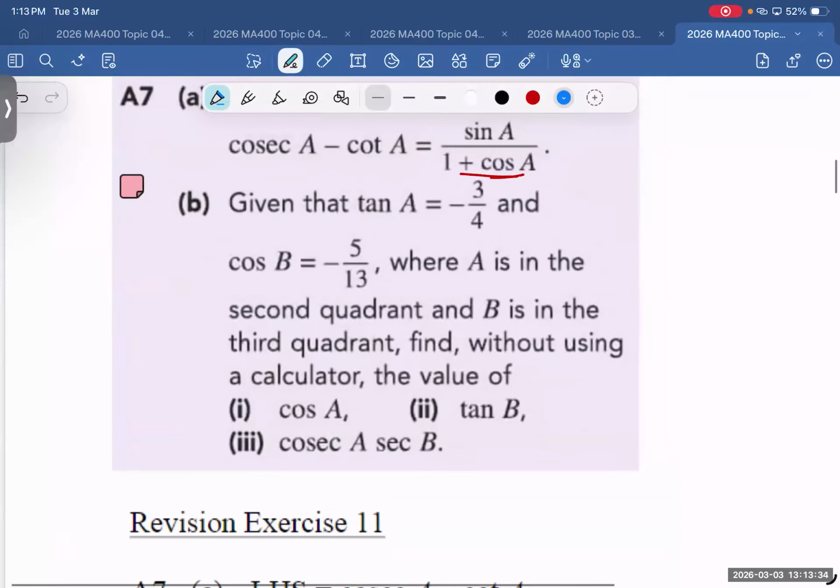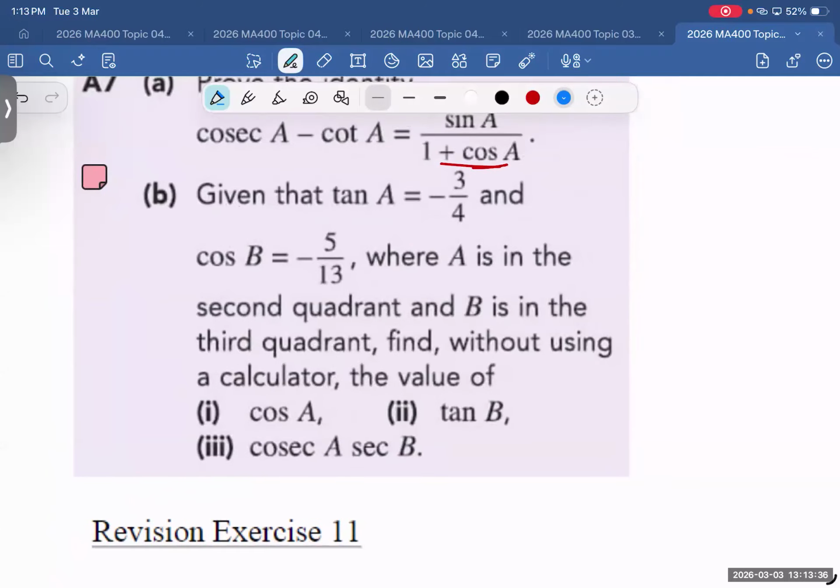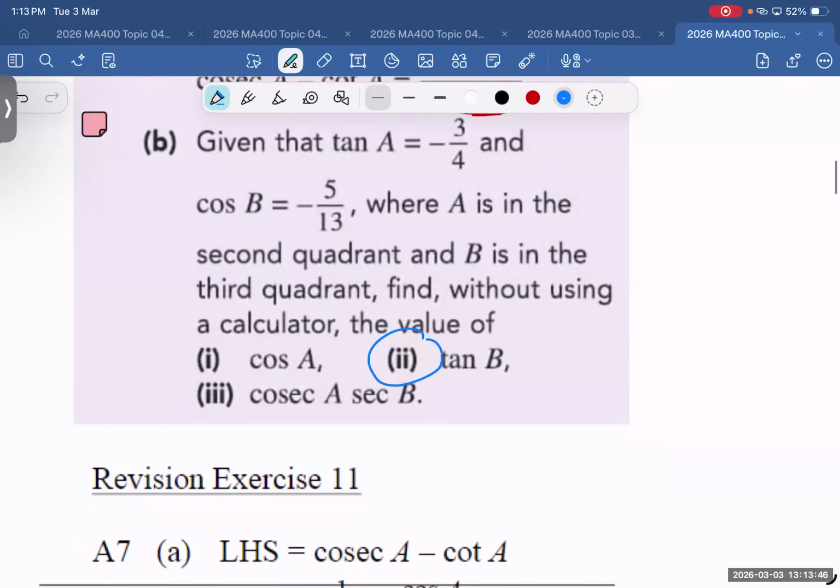Okay, what about part B? Is part B okay? Part B answers are on the board: negative 4 over 5, 12 over 5, negative 0 over 3. Is it okay? Not okay. Part B, part 2.